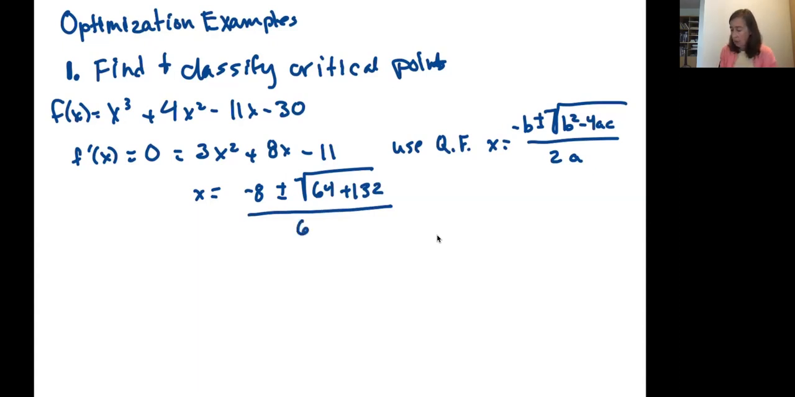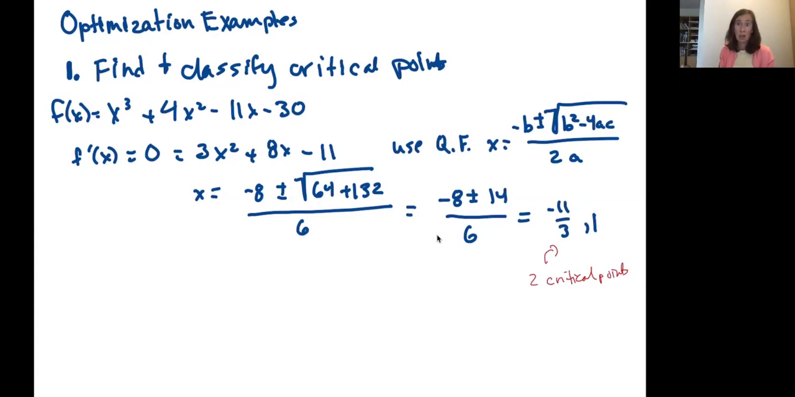That turns out to be negative 8 plus or minus 14. I ended up with 14 squared in that radical there, divided by 6. And so my roots are: negative 8 minus 14 is negative 22 over 6, that's negative 11/3. And negative 8 plus 14 is positive 6, divided by 6 is 1. Okay, so these are my 2 critical points.